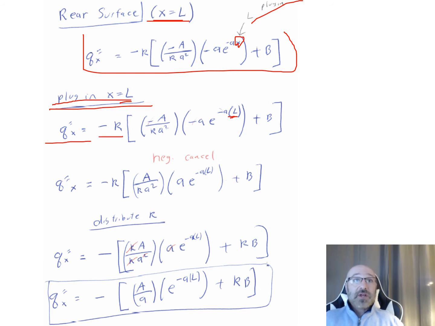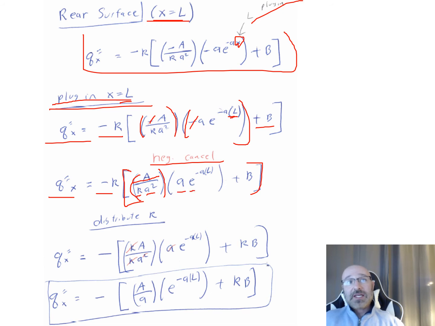So our heat flux is equal to our negative k, negative thermal conductivity, times this whole relationship of these constants here, which is a negative sign out front, times now when we plugged in here, we have our negative a e to the negative aL there, plus our b. Now what we can see is this negative sign cancels with this negative sign. Those cancel out. Again, helps us with sign convention. So now we have our heat flux in the x direction is equal to our negative k, negative thermal conductivity, times this whole thing in brackets. Now the negatives are gone, so we just have this ratio of our constants, our capital A, our thermal conductivity, and our a squared. Then we have a times e to the negative aL up there, plus our b.